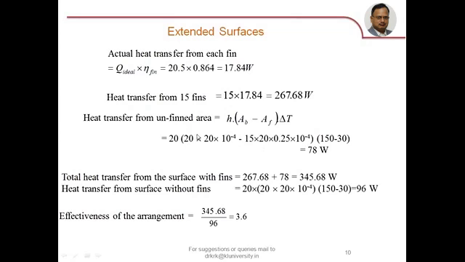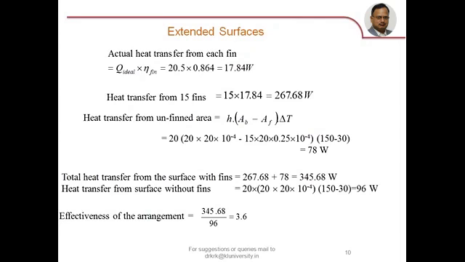So the remaining area is unfinned area, which is AB minus AF, with convective heat transfer as usual with a convective heat transfer coefficient of h, and temperature difference between surface and surroundings as 150 minus 30. That amount of heat from the unfinned surface is 78 watts. Now heat transfer from 15 fins is 267.68, and from unfinned area is 78. Total heat transfer is 345.68 watts.